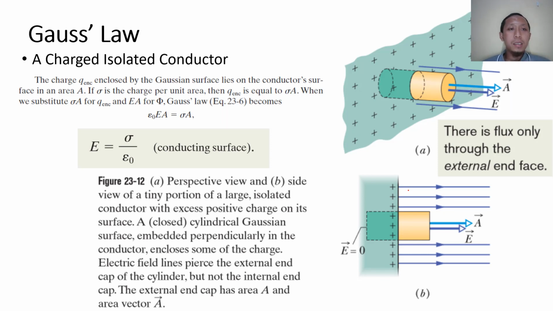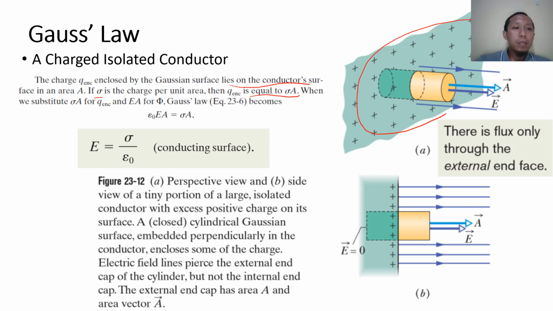And then this is the charged isolated conductor here. If the charge q enclosed, when the Gaussian surface lies on the conductor surface, is in an area of A, like this one. So this is the charge of the Gaussian surface enclosed by the conductor in an area of A. So if sigma, like this one, is the charge per unit area, then q enclosed is equal to sigma dot A.